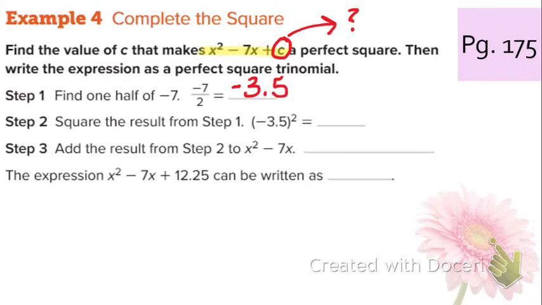The second thing I want you to do in your calculator, and make sure when you type it in your calculator that you're including the parentheses around that negative. So take negative 3.5 and square it. It is going to be a decimal, and that's okay. So take 3.5 squared. And you should get 12.25. Who got 12.25?